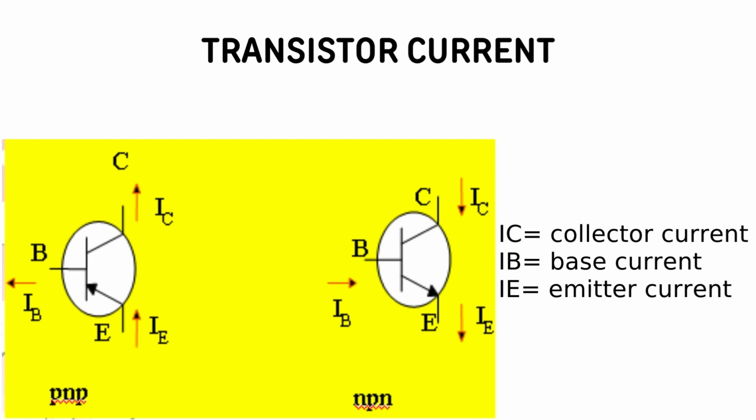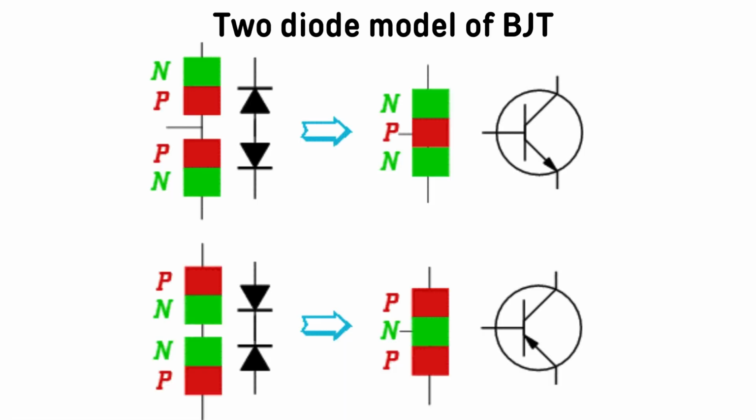Now the currents in the transistor are: the current flowing in the emitter is called emitter current, the current flowing in the base is called base current, the current flowing in the collector is called collector current. From these, by applying node analysis, we can directly write that emitter current is the sum of collector current and base current.